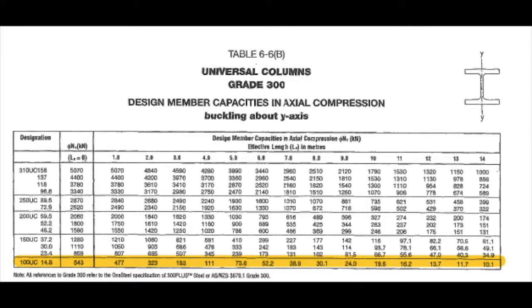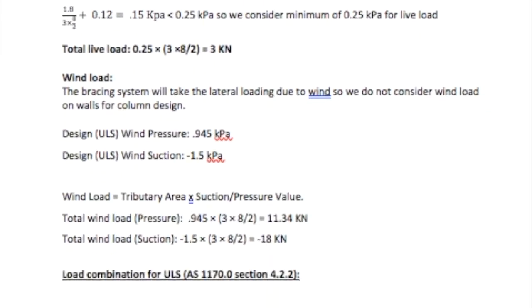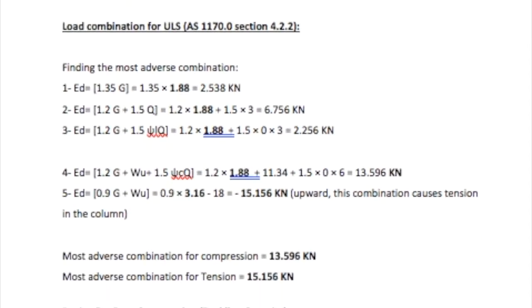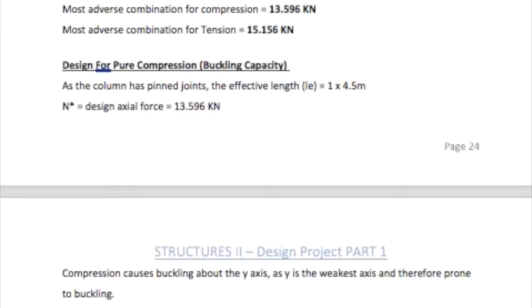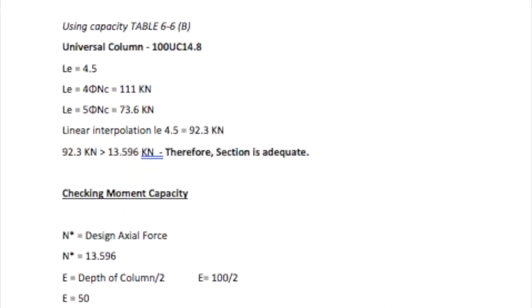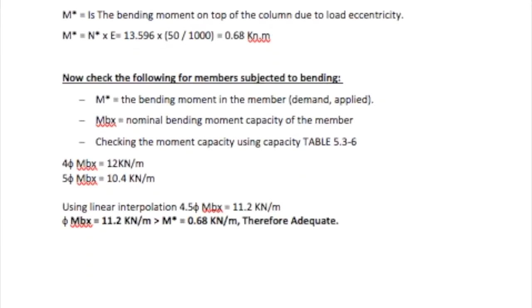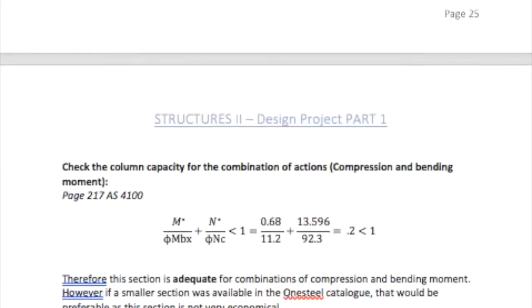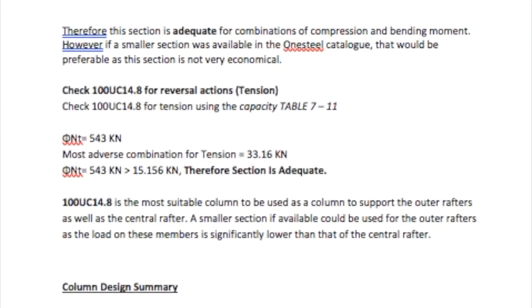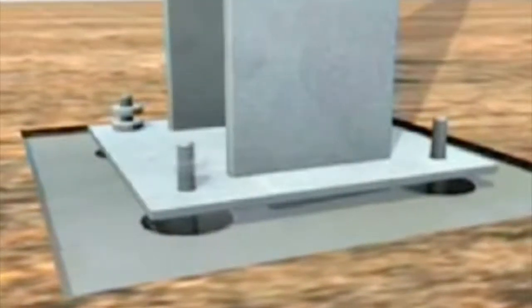This process was completed for the end columns. We found the tributary area of the central column is far greater than the tributary area of the end columns, therefore a larger section would be required in order to carry the load applied to the shed. However, the smaller section was available and was sufficient for the central columns, therefore the same section was used for both ends. This concluded the column design.